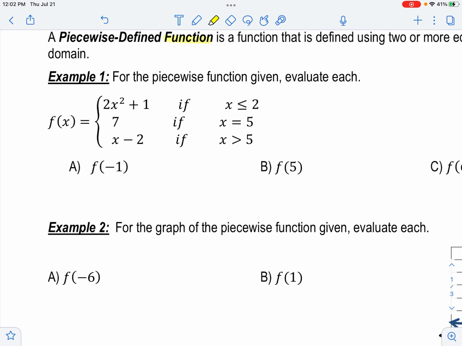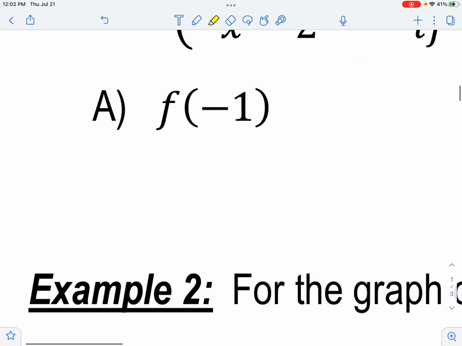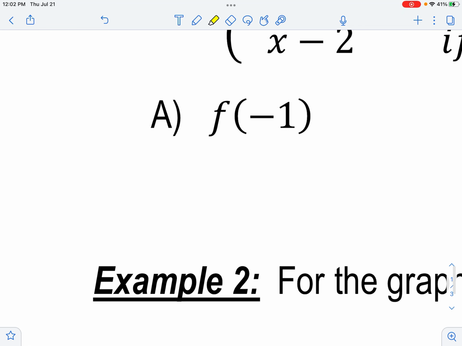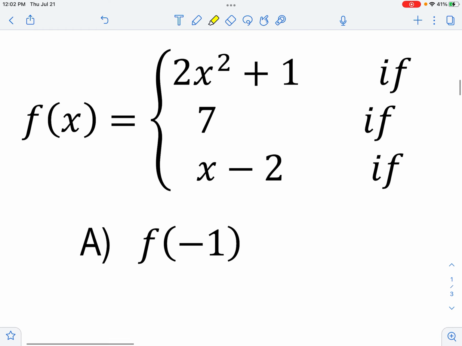And if you remember what a function is, for every input, so for every number you plug in, there's exactly one output. So when I plug in -1, because that's what f of -1 means, when I plug in -1 for x, I only get one answer. So a common mistake people make is they plug it into all three equations. You can't do that. You plug it into only the equation that number is part of its domain.